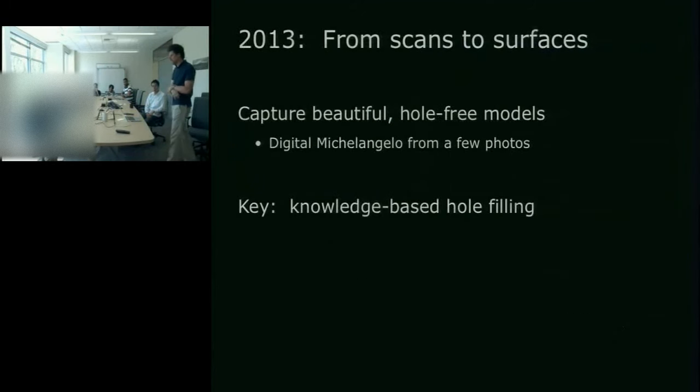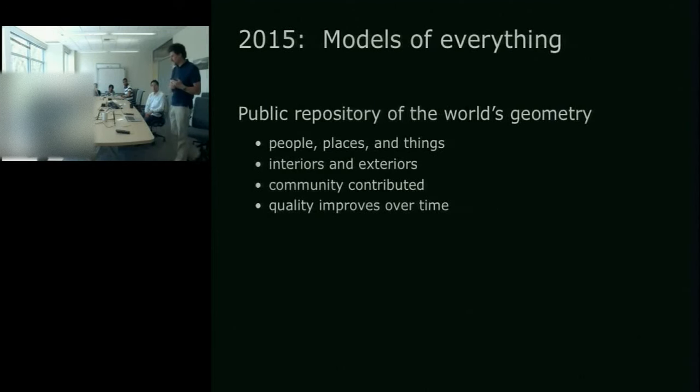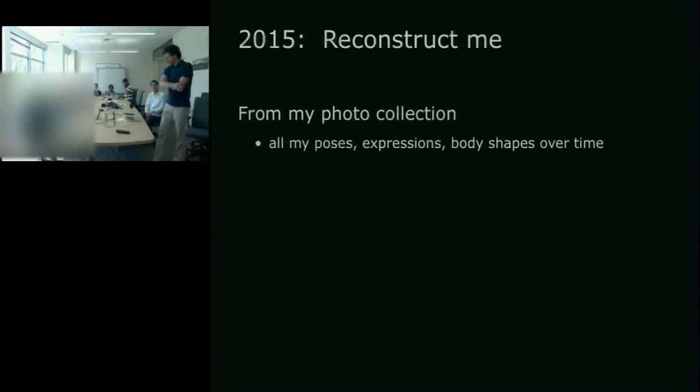All right, in 2013, there was this fantastic work on basically a digital Michelangelo from a few photos. Instead of having to scan all night long, this group was able to just take a few photos and create a model of the digital Michelangelo that had the quality of the Levoy group's, which took a month. In 2015, there is this wonderful project on creating a public repository of the world's geometry, where they scan everything, people, places, scenes, things, and put it all on a publicly hosted website. Also in 2015, this work, which I'm sure you all remember, on how to reconstruct yourself from your photo collections. It took all of your photos, your poses, expressions, body shapes over time, and created a perfect 3D model of you and all the ways that you move.